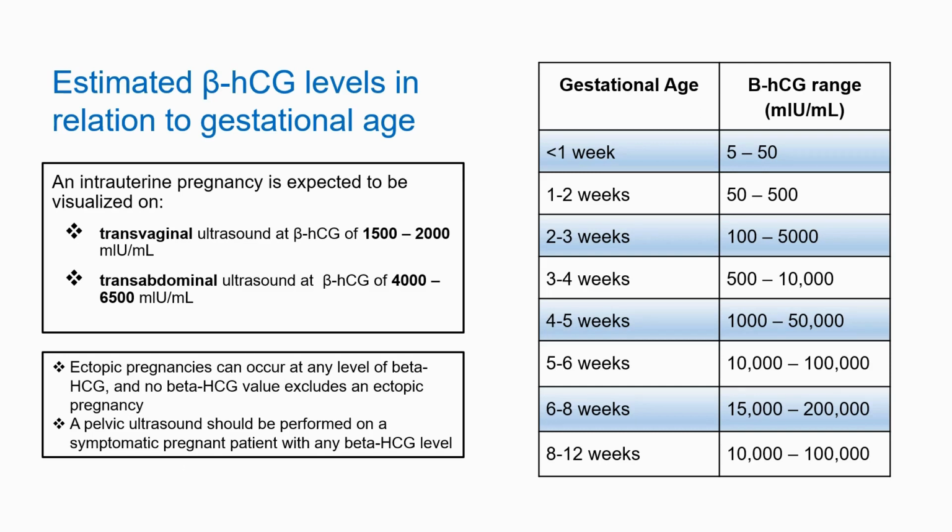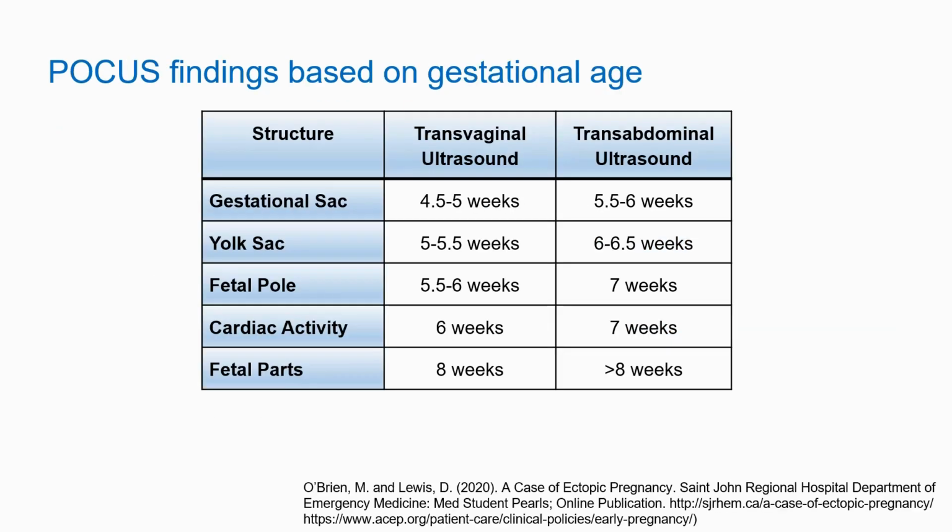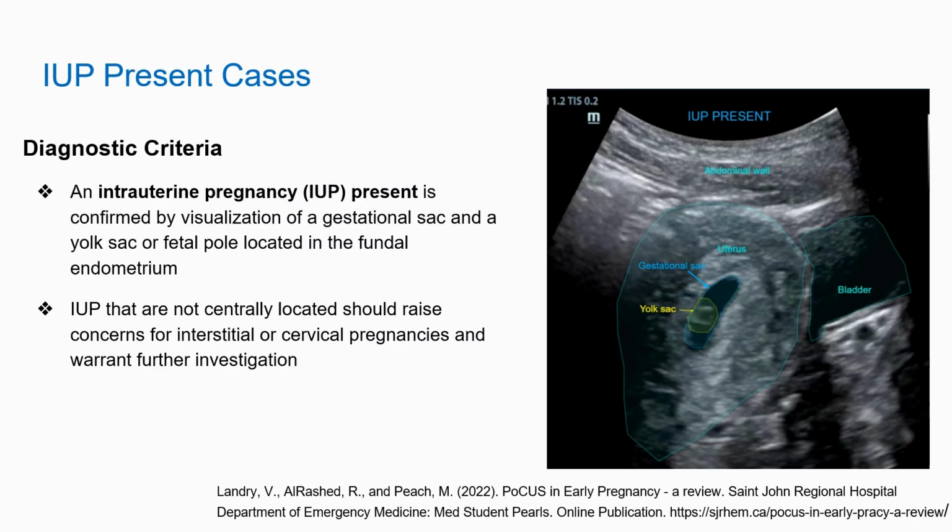The next two slides give you some reference ranges of beta HCG levels in relation to gestational age, but the main thing to note is that ectopic pregnancies can occur at any level of beta HCG, and no beta HCG value excludes an ectopic pregnancy. This slide provides reference ranges on what anatomical areas you can see using different approaches and in accordance with gestational age. Now we're going to discuss some critical definitions.